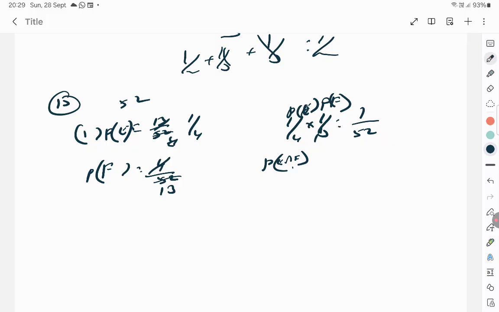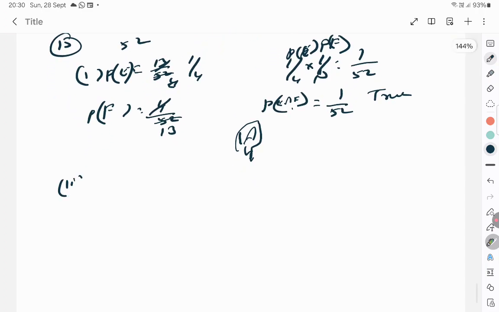One card is drawn at random. E is where the card is a spade. F is where the card is an ace. You can have one card which is intersecting, because you can have one ace in a spade. One ace in a spade. So there can be 1 out of the 52. Therefore, yeah, true.